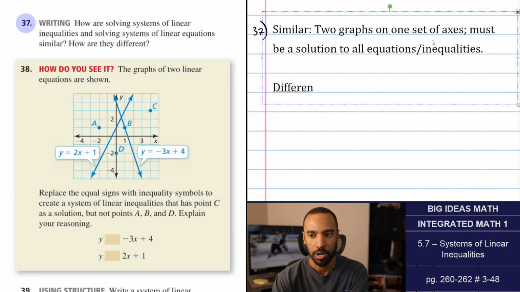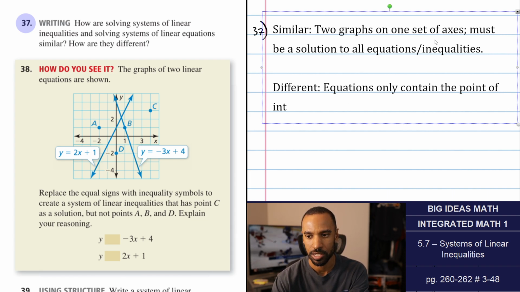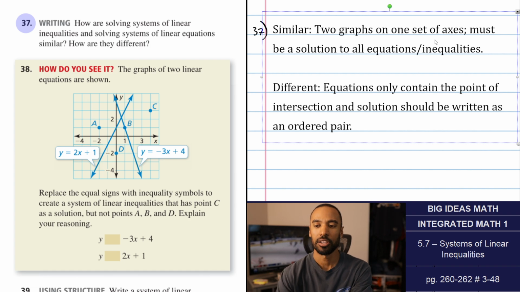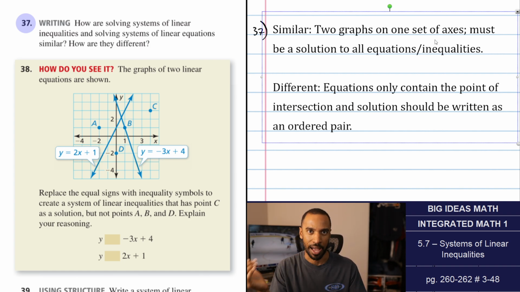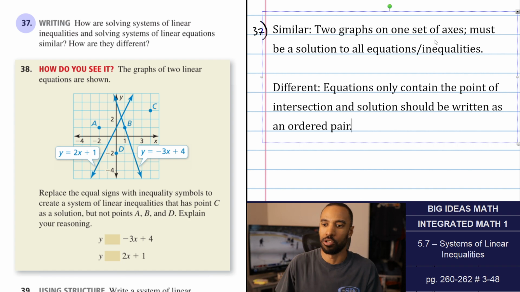Now, what's different is pretty much everything else. Equations only contain the point of intersection. This is assuming it's one solution. I know there can be no solutions, or an infinite number of solutions. Point of intersection, and the solution should be written as an ordered pair. Now, I'm not going to talk about how they're also similar in that you draw lines with slope and y-intercept. That's clear as day. You draw lines.